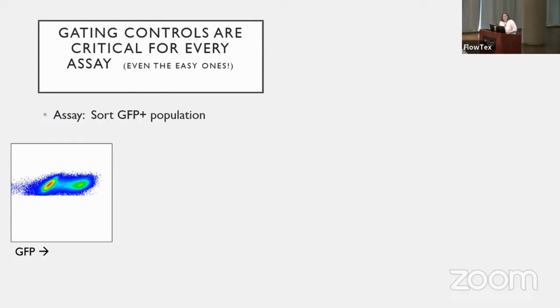So even in this very simple example, this is just a simple GFP sort that we were setting up for somebody. And I'm going to have you guys analyze this data for me. So they bring in the cells and they tell me that they put something in them. They're supposed to be GFP positive, and they want to sort the GFP positive sample. So where do you guys think I should draw the gate?